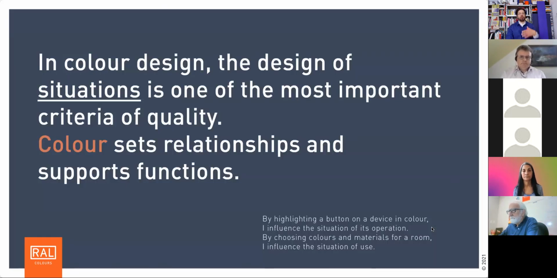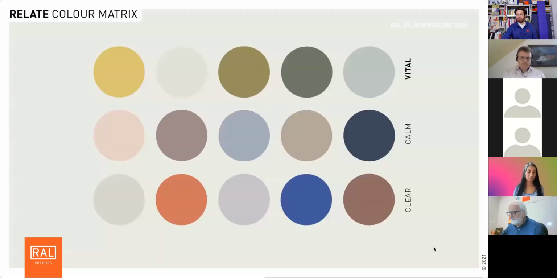What we want to do actually with our colors is to design situations, and you see this in this slide. This design of situations is one of the most important criteria for quality in color design, because it also deals with context. Color sets relationships and supports functions. So, for example, by highlighting a button on a device in color, I influence the situation of operation. And by choosing color and materials for a room, I influence the situation of use, of course. This is what we have to think about. What kind of situations do I want to create? And this involves people, man and woman, of course.